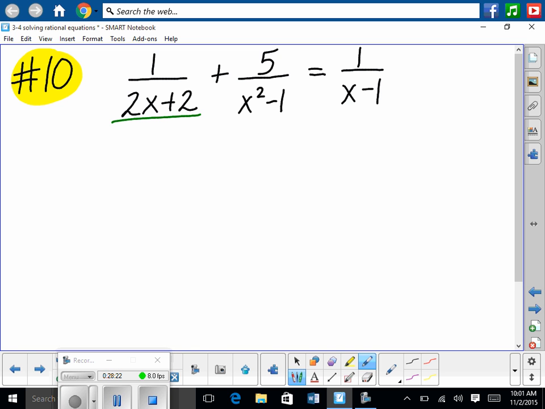So looking at 2x plus 2, do we have anything we can pull out? A 2. If we pull out a 2, we divide each term by 2, so left would be x plus 1. Does everybody understand that? Okay, moving on. We have x squared minus 1.